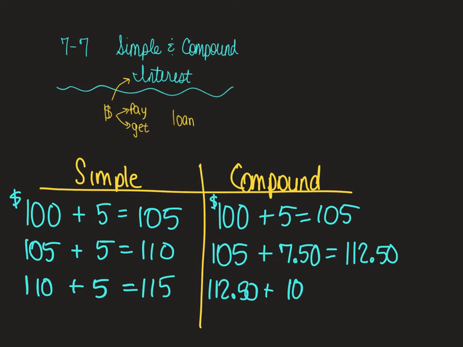Year 3, you start with 112, and now they're doing the math. Maybe they pay you $10. You're at $122.50. Remember, simple interest at the end of that year, you were at 115. Simple interest is the same amount every year. Compound interest grows the amount that they're paying you because they do the math using the new number.